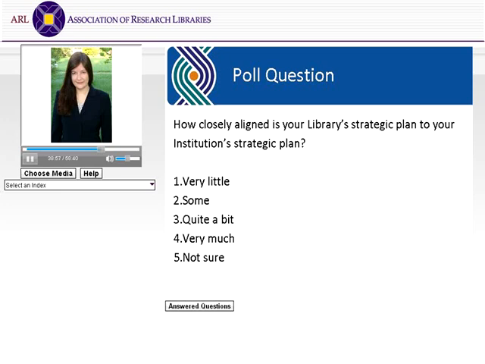Okay, I see the responses are coming back. I'm going to stop the question, and what we have is 51% saying very much, 25% quite a bit, 9% some, 2% very little, and 11% not sure. So, Teresa, that gives you a little bit of a sense of alignment of the library to the university. Okay, thank you. And that's not surprising.